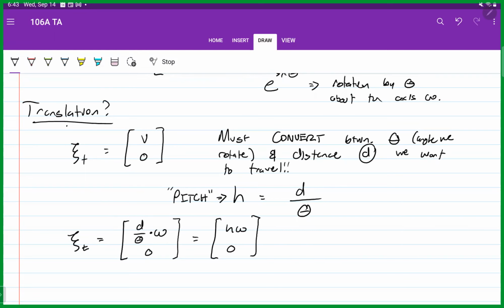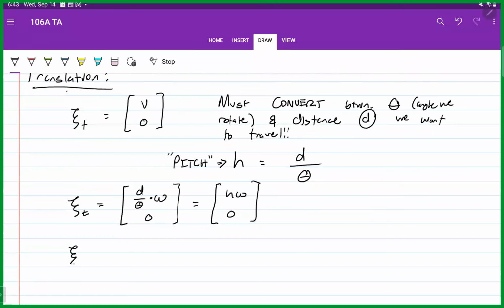That way, when we multiply this twist by our angle theta, this is going to convert it to the distance that we want to go. It's going to be d over theta times this direction that we want, multiplied by the angle that we're rotating, over 0. This angle and this angle are going to cancel out.